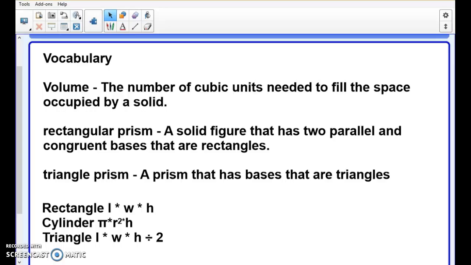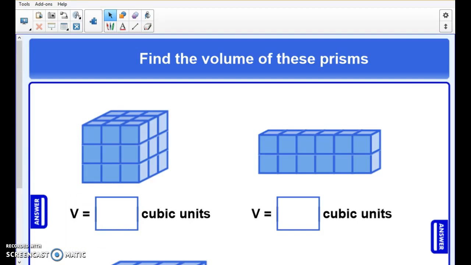So 2/3 of the things we're learning in this lesson should be review. The one thing that's going to be new is the volume of a cylinder. So we did rectangle before, we did triangle before. Cylinder is going to be the one that's new.